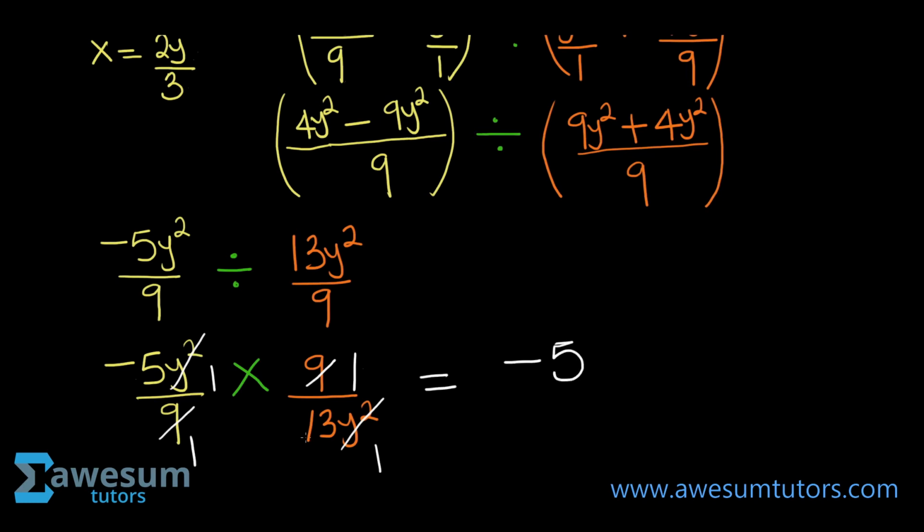Okay, and what do we have right here? 13. So 1 times 13 is 13. So my final answer is minus 5 over 13. Okay, that is my final answer, and this is a proper fraction.